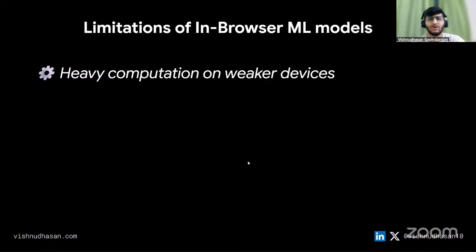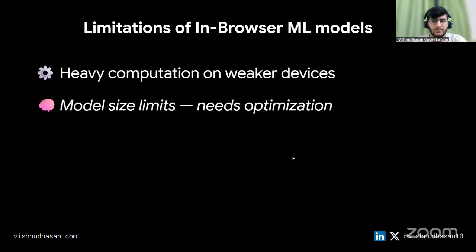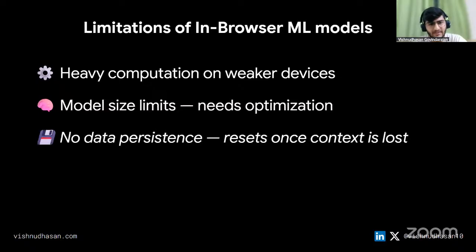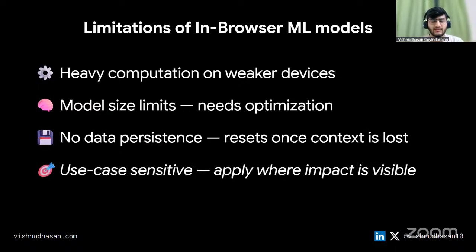So the limitations would be that we have to do heavy computation on weaker devices. That is not a very good thing, but still with some good optimization, we can do that. And model sizes, we need to optimize again. And very important, this machine learning model cannot persist data. Once we reload or once the user leaves the browser, the context is lost.